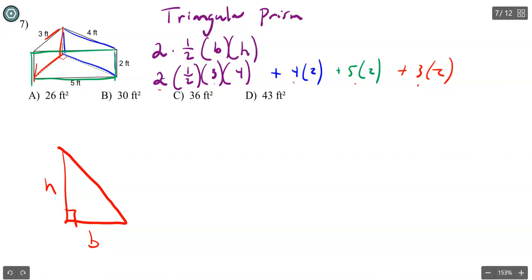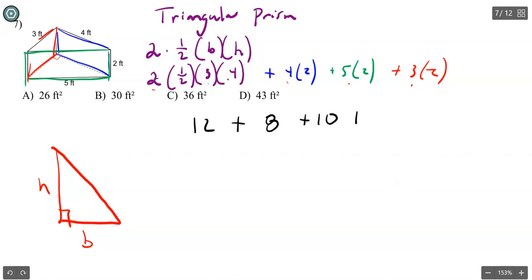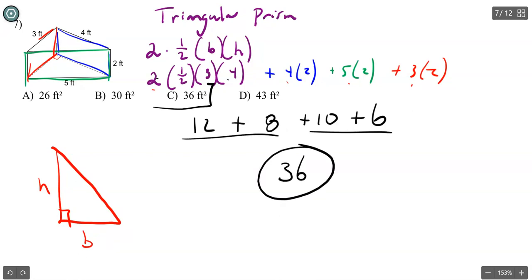2 halves is 1. 3 times 4 is 12. 2 times 4 is 8. 5 times 2 is 10. 3 times 2 is 6. And I got 20 plus 16. Grand total 36. Correct answer C.